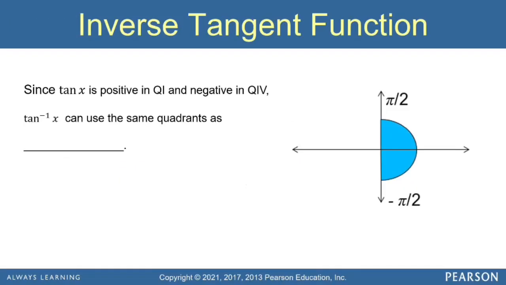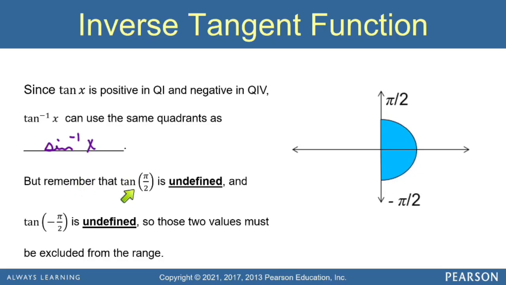Now let's go on and talk about the inverse tangent function. Since tangent is positive in quadrant 1 and negative in quadrant 4, tangent inverse can use the same quadrants as sine inverse. So we're back to a range of -pi/2 to +pi/2.